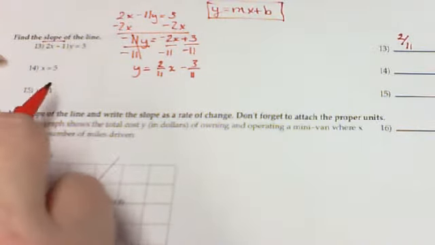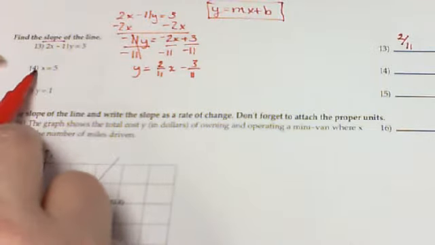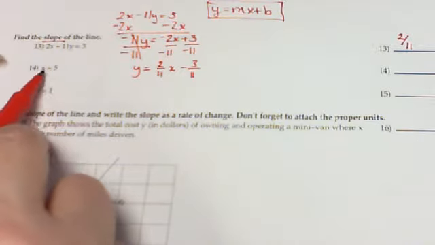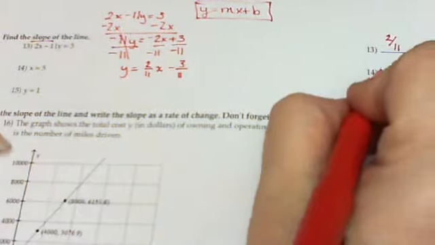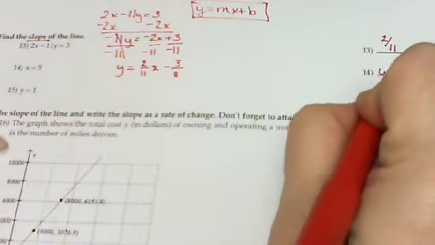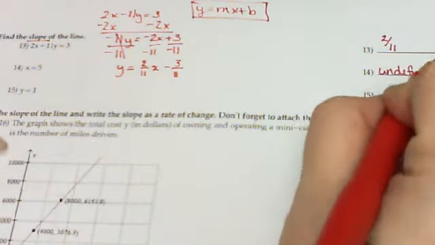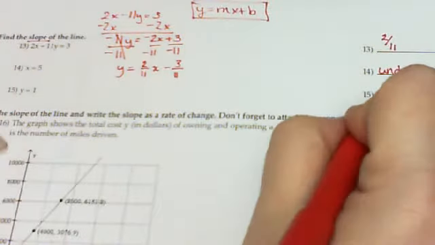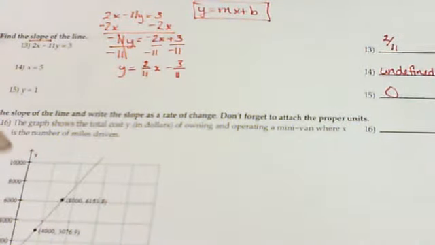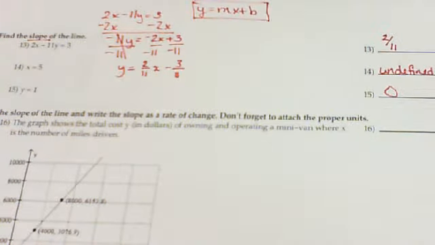In number 14, if you'll remember from the previous page, since it says x equals a number, doesn't matter what the number is, since it says x equals a number and there is no y in it, that means this has to be an undefined slope. Likewise, since this says y equals a number, this is going to have to be a zero slope. There are things that you need to memorize. If you memorize the clouds, you'll be fine. If you don't memorize the clouds, you're going to have a problem. Make sure you memorize those clouds.